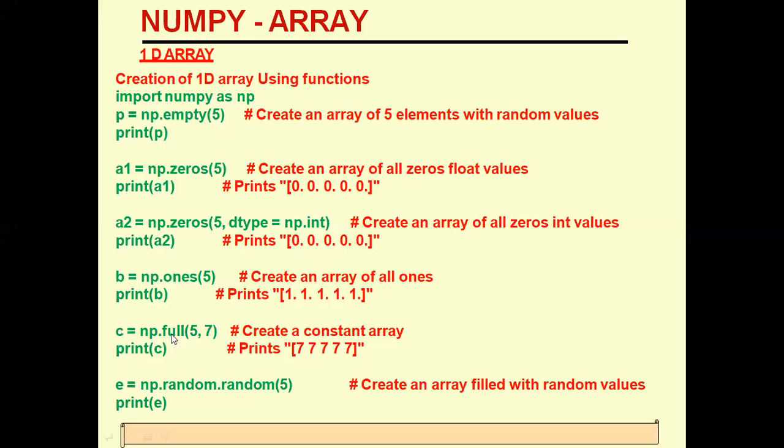Full is also a keyword, it is a method. So 7 comma 5 comma 7, 7 will be printed 1 2 3 4 5 times. Any value which you write here will be printed in C. So next, E equal np dot random. So random is a function, a module name. So from here, random, you are using 5, it will randomize the values.